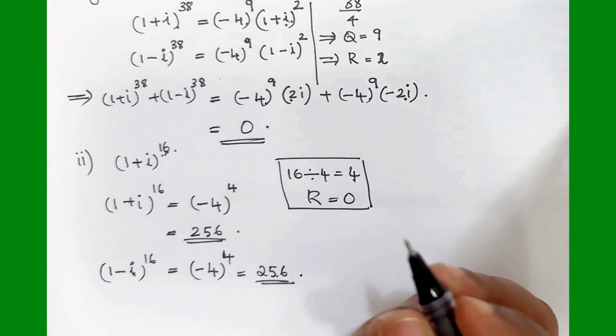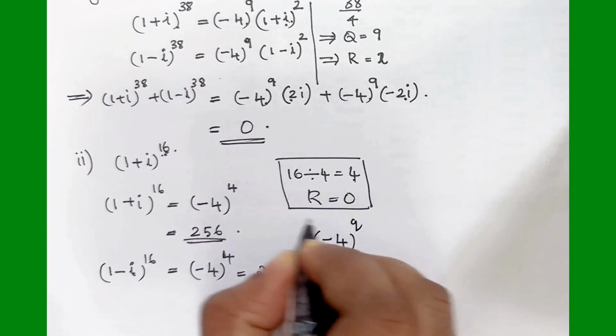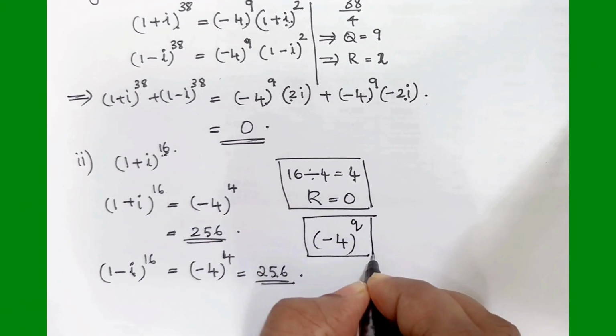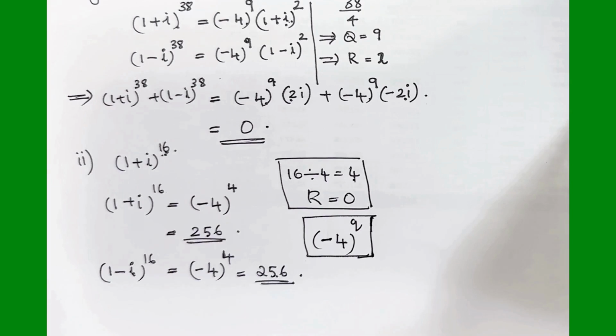So for all the numbers, if it is divisible by 4, the answer will be of this form. (-4) to the power of q, and the second bracket (1 plus or minus i) to the power of r means raised to 0. So raised to 0 means it is equal to 1 only. So just calculate (-4) to the power of q.